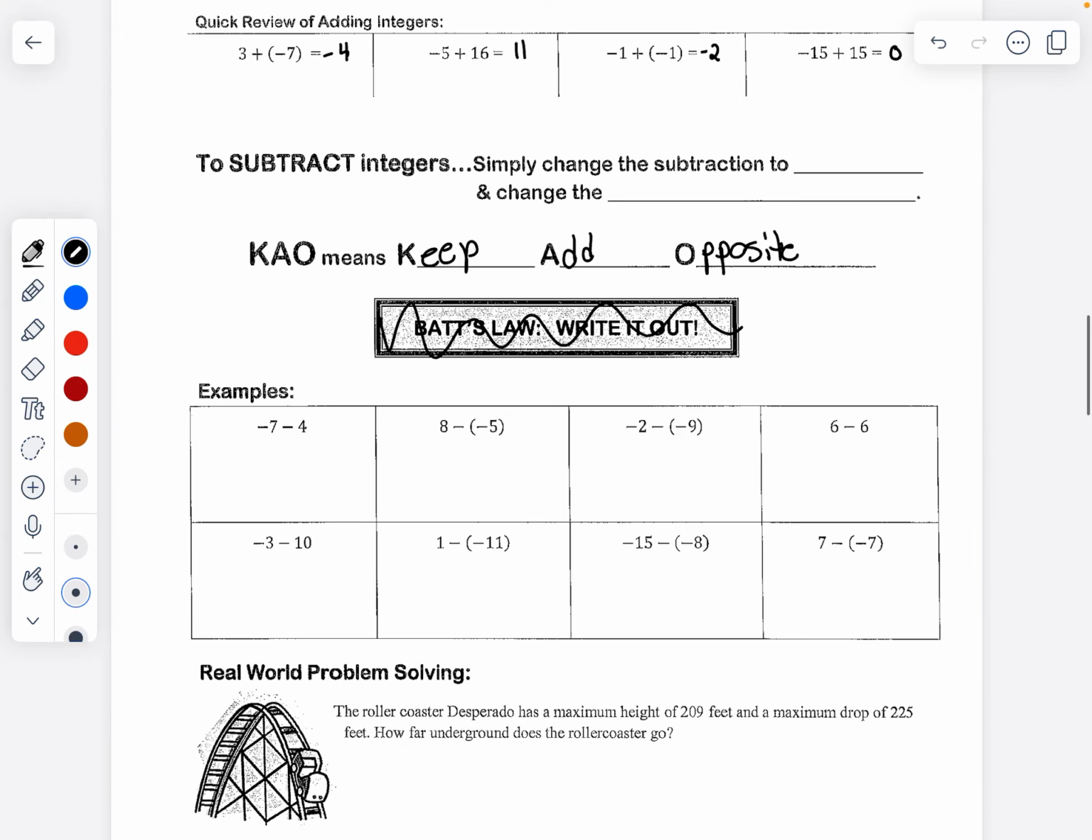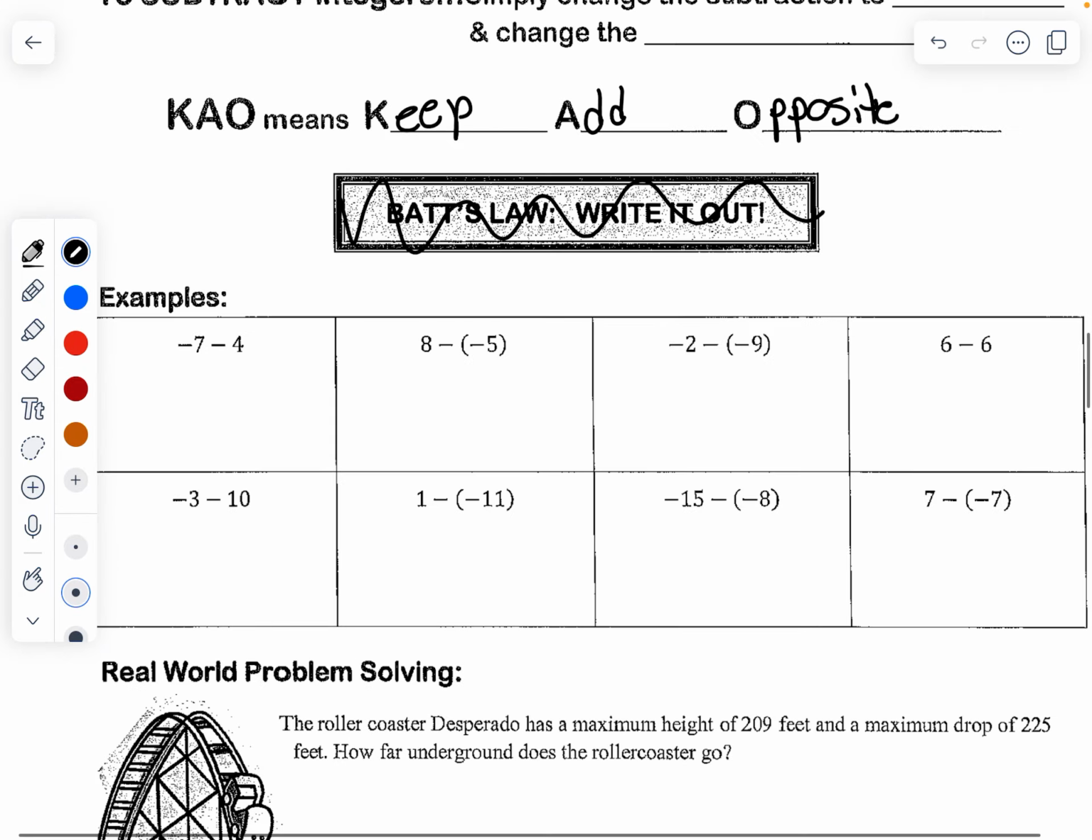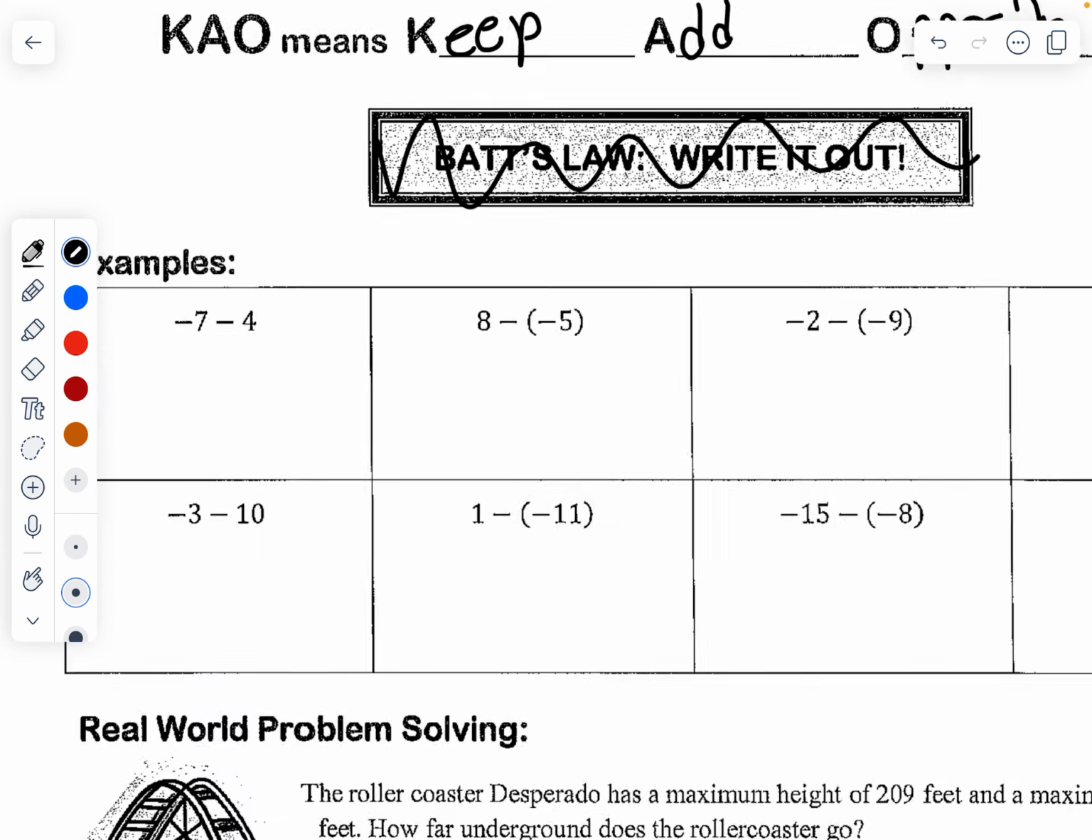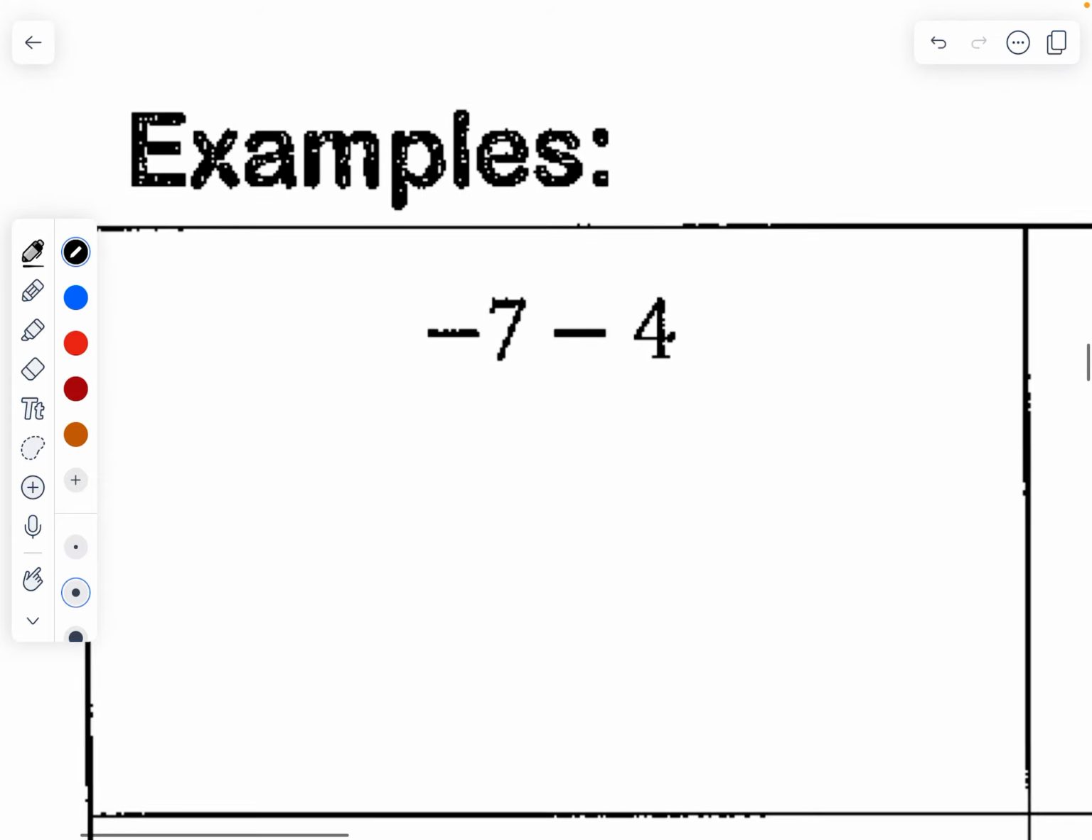So there are two different ways we're going to learn how to subtract integers today. The first one is by doing something called keep, add, opposite. You might have heard of it before. And there is also a second method I'll teach you that's kind of more my preferred method, but it's really whatever's up to you. So the first way, keep, add, opposite, is pretty simple. Keep the first number, change the subtraction to addition, and do the opposite of the second number.